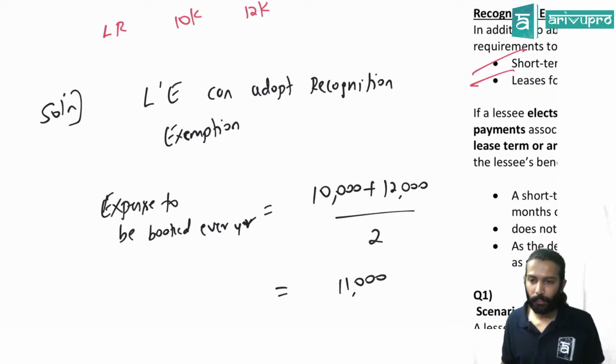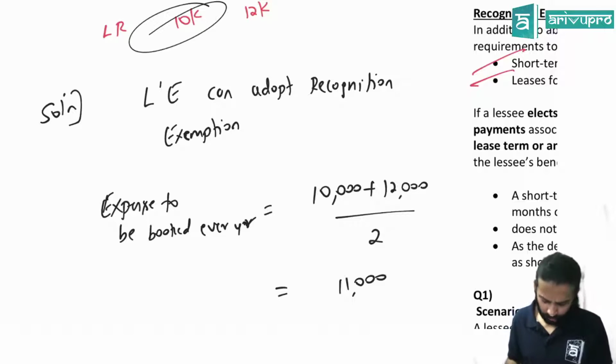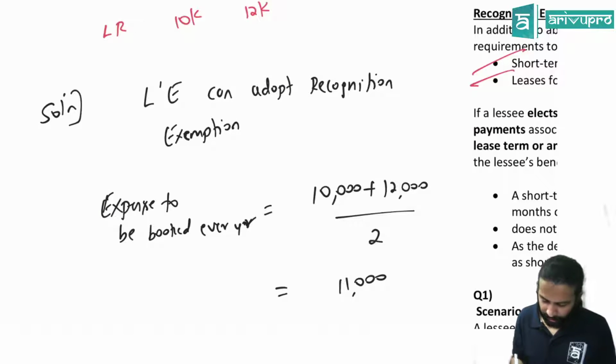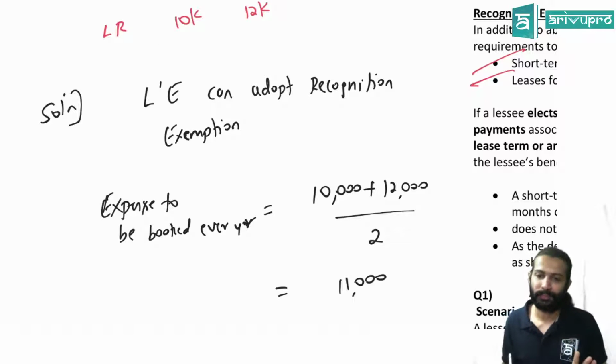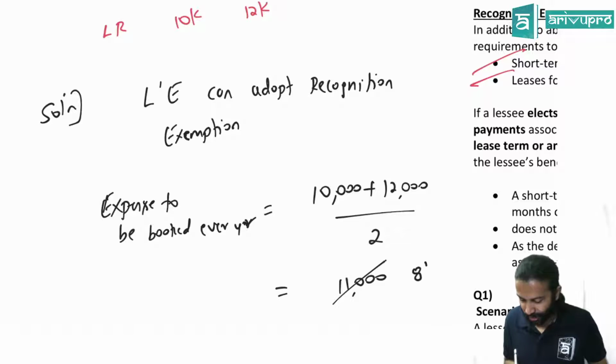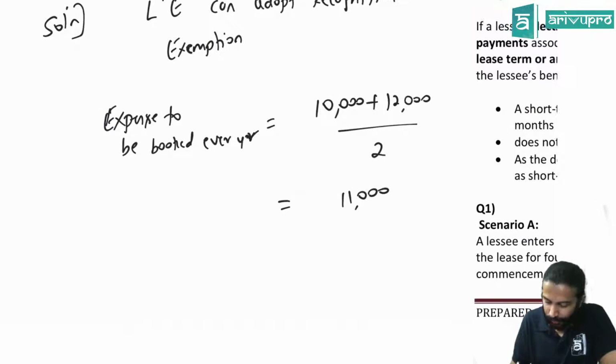Got it? But first year he paid only 10,000, no, sir. Yes, your expense will be 11,000, but he has paid only 10,000. That means outstanding expense will be 1,000. Fair enough. Like this. Suppose this was not 11,000, this was only 8,000 then. Or maybe we'll do up this entry. Tell me the entry for this.